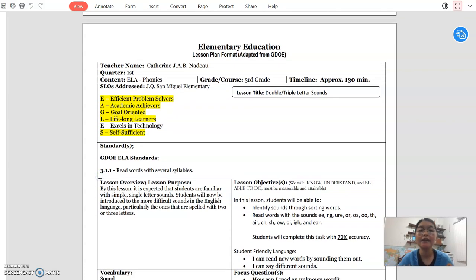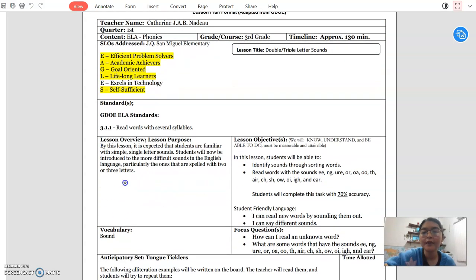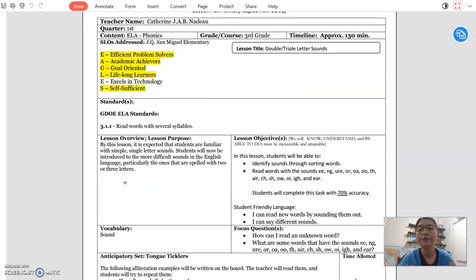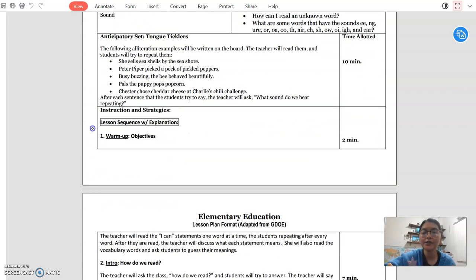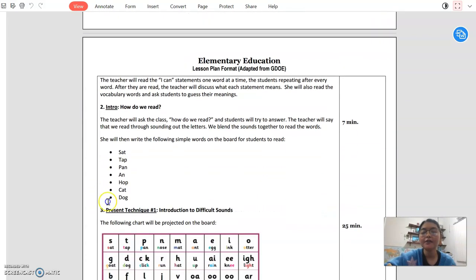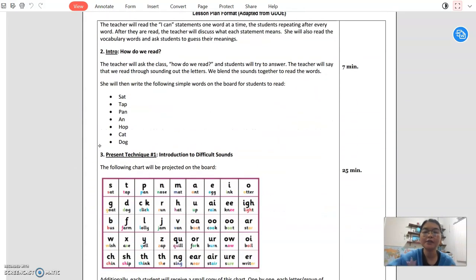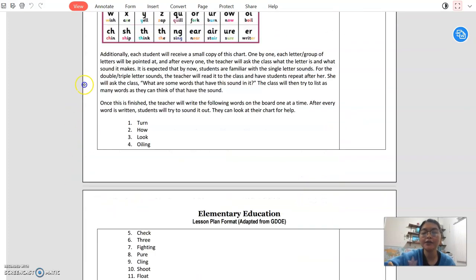The next one I have is the phonics lesson plan, which is the double and triple letter sounds. So by this lesson, it is expected that students are familiar with simple single letter sounds, and students will now be introduced to more difficult sounds in the English language, particularly ones that are spelled with 2 or 3 letters. So for the anticipatory set, they have tongue twisters, then we have our objectives, and then they are introduced to the different sounds as well as how they are in the words.